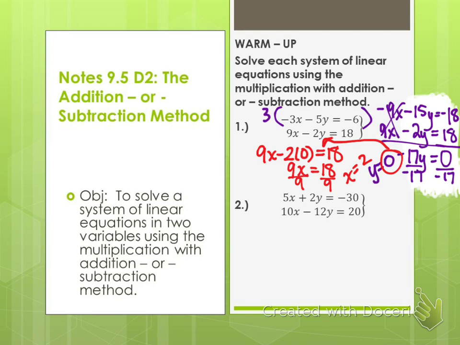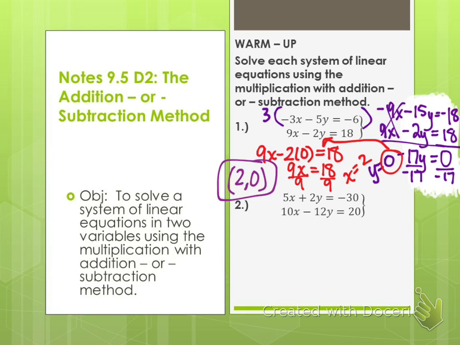So we can write our answer as an ordered pair, 2, 0. Anybody get that? One person, 2 people, 3 people. Okay.